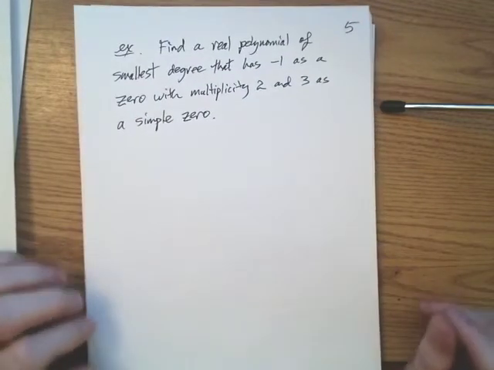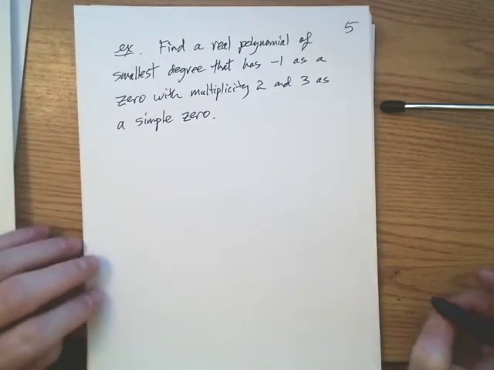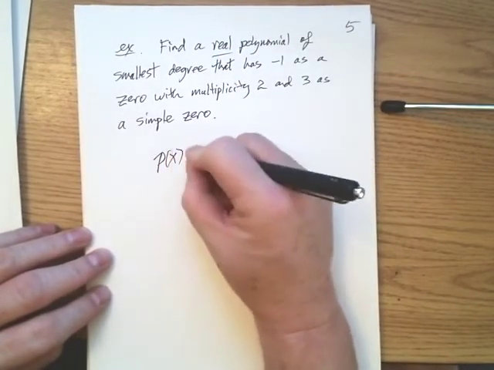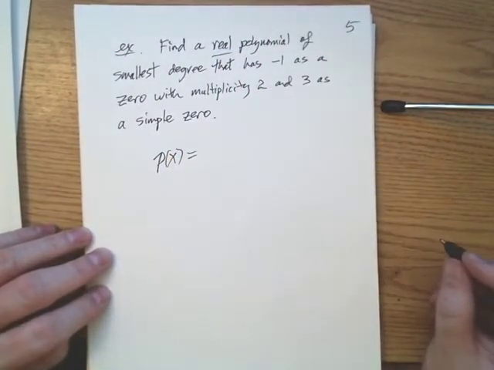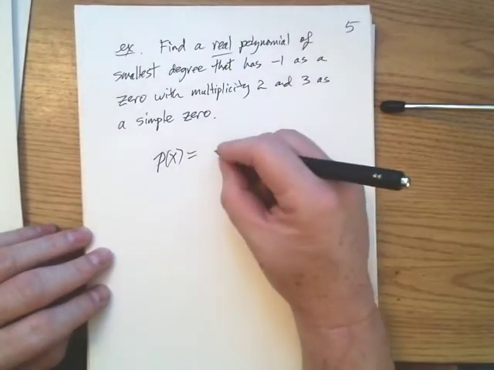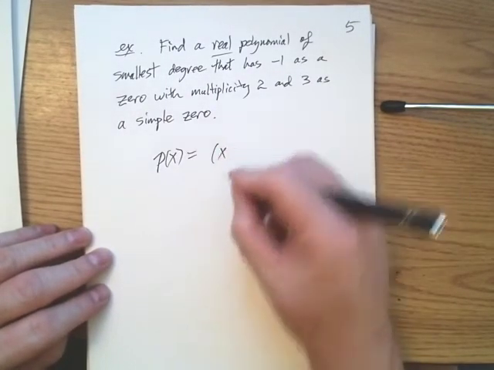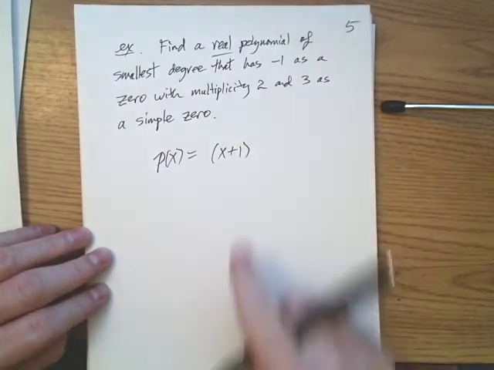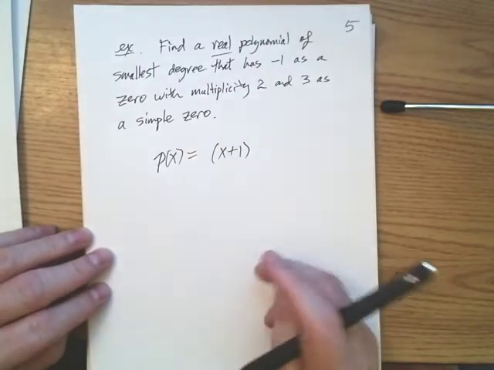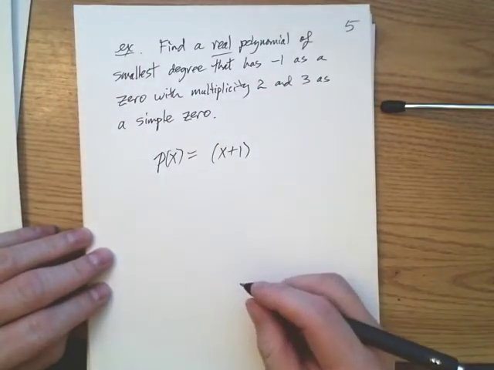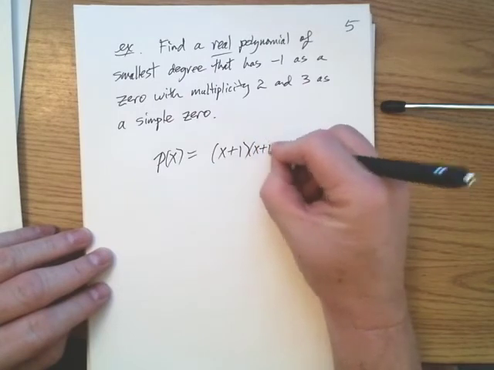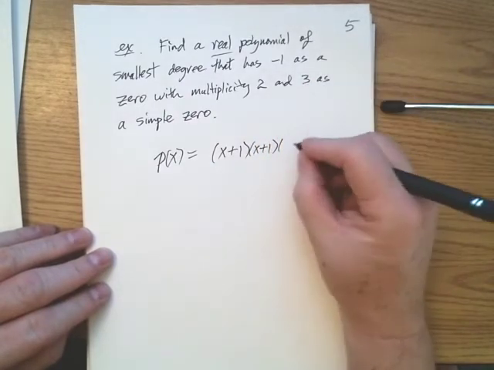Okay, the last one. Find a real polynomial of smallest degree. Real polynomial, so pay attention to that. Of smallest degree that has -1 as a 0 with multiplicity 2. Well, I would go like this. x minus -1. So that would give me the x plus 1. If I set that to 0, I get -1 as a 0. I want its multiplicity to be 2, right? So that means I would have to have x plus 1 as a factor twice. And then I want 3 as a simple 0.